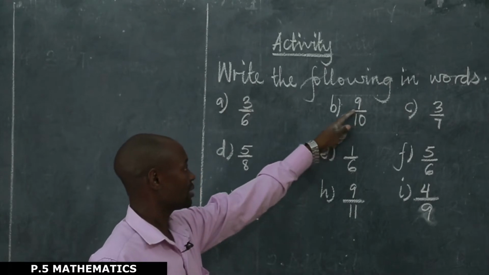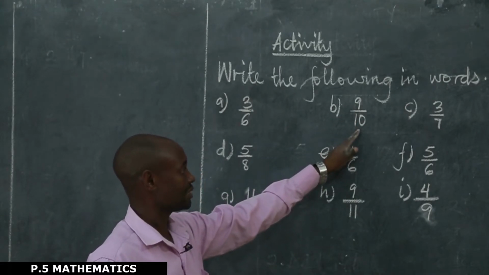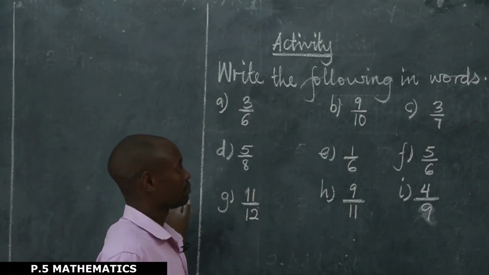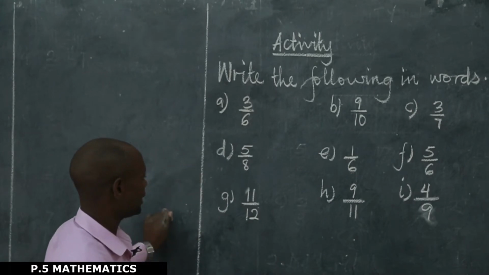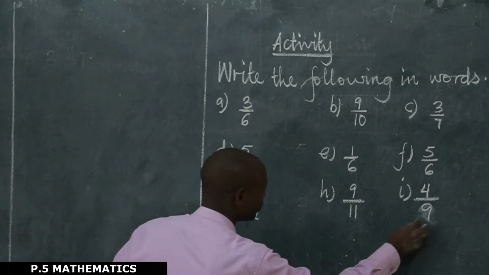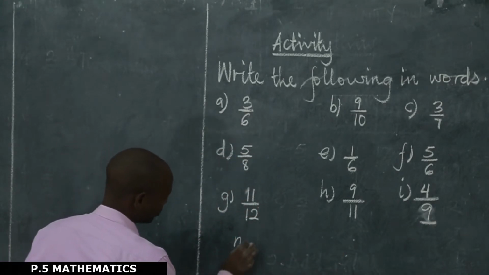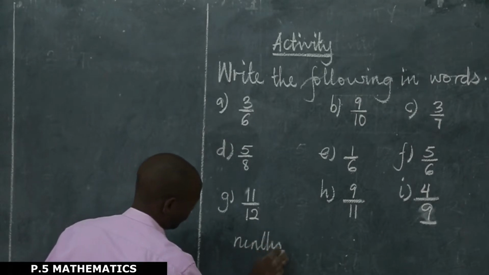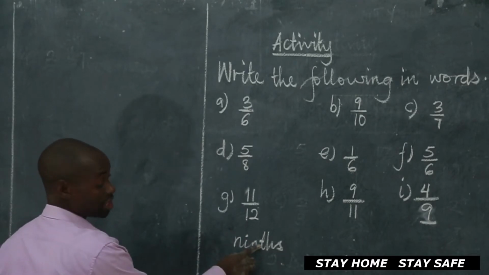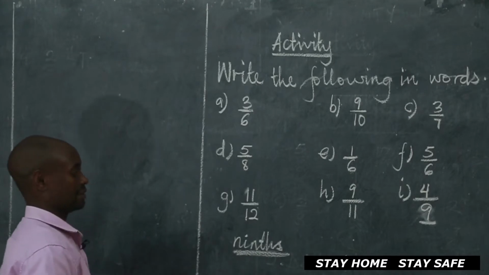How do we read this one? This one is 9/10 with s at the end. How do we read this one? 3/7 with s at the end. But what I want to emphasize is the spelling of 9th. The spelling of 9th is this one. It doesn't have e here. This is the right spelling of the word 9th.